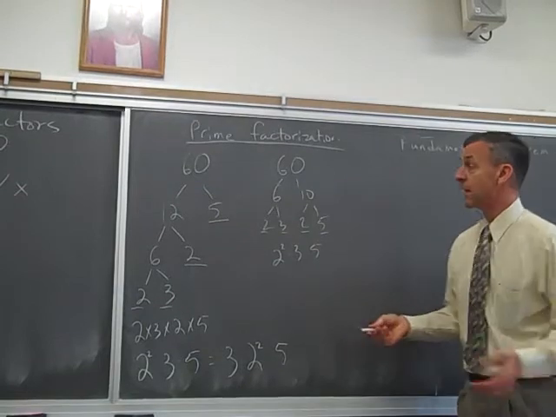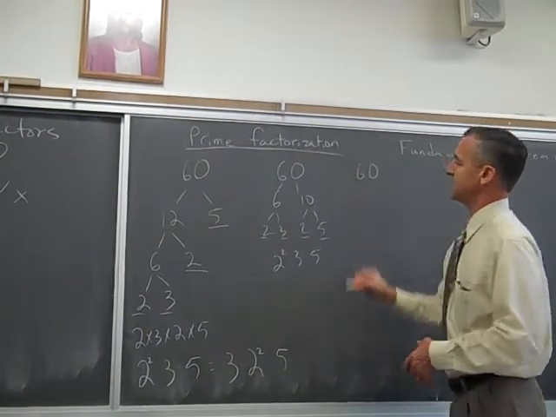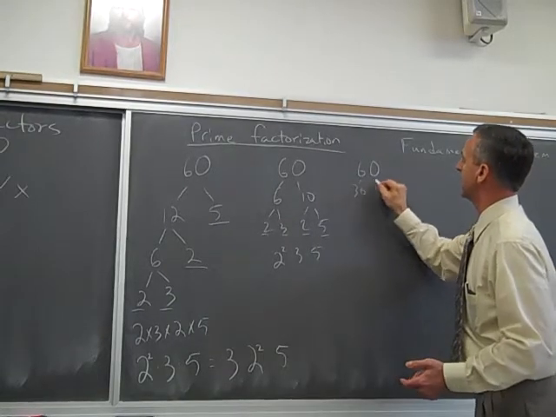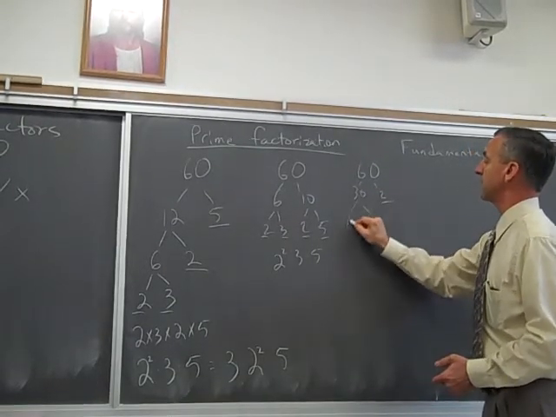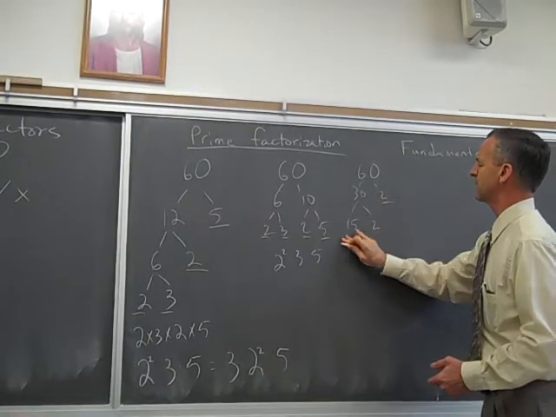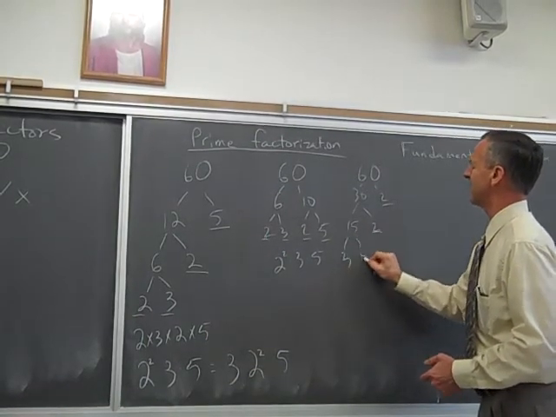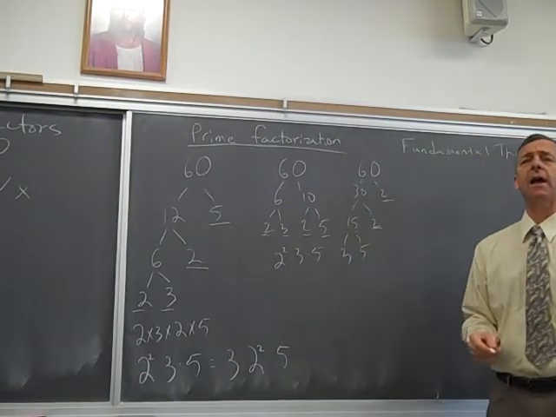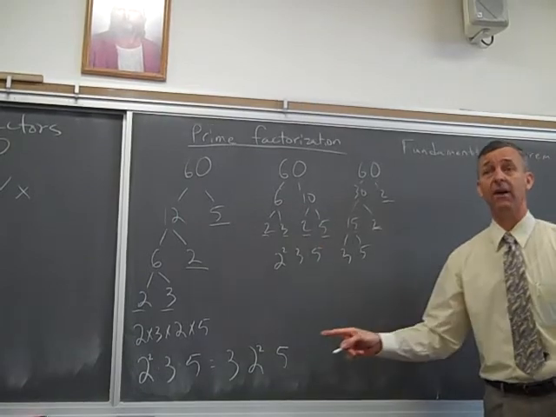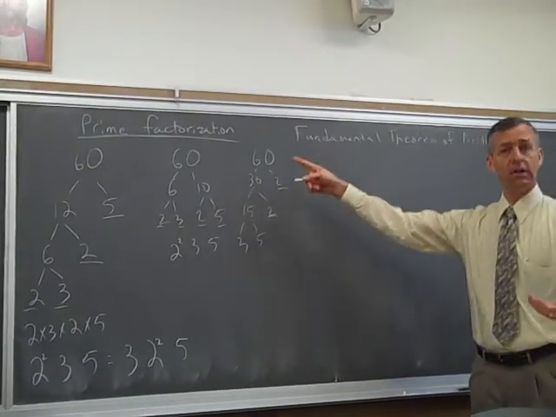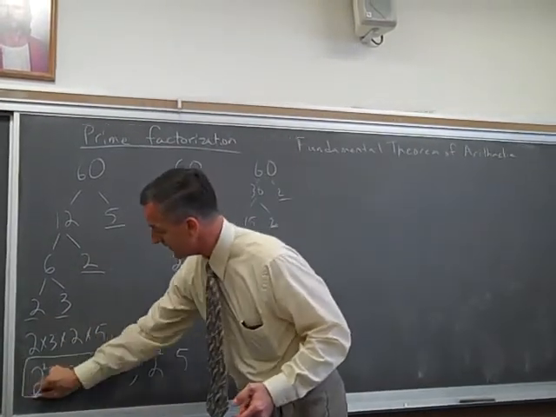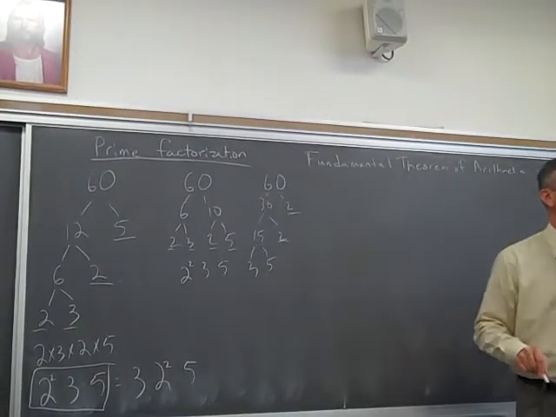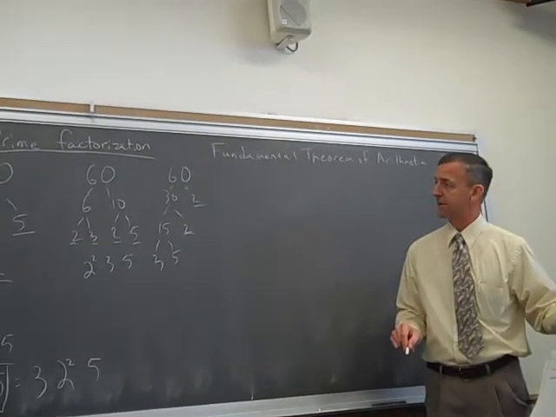It doesn't matter. Some of you would say, oh, when I see 60, I don't go 6 and 10, I go 30 and 2. That one's prime. Keep breaking it down. 15 and 2. Oops. 3 and 5, and now I have what? 2 squared times 3 times 5. It doesn't matter how you do it, you always arrive at the same thing, because 60 has a unique prime power factorization. This is it. No other number has it. That's the fundamental theorem of arithmetic.